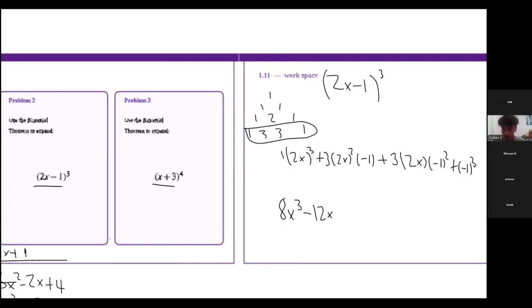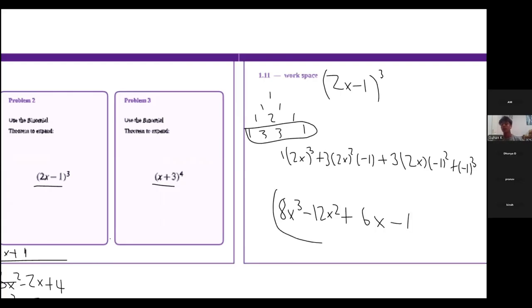And then negative 1 squared is just 1, so we can ignore that, right? Then it's just plus 3 times 2x, just 6x, so plus 6x. And then plus negative 1 cubed. Negative 1 cubed is negative 1 times negative 1 times negative 1, which is negative 1. Okay, so this is going to be our answer to the first problem.